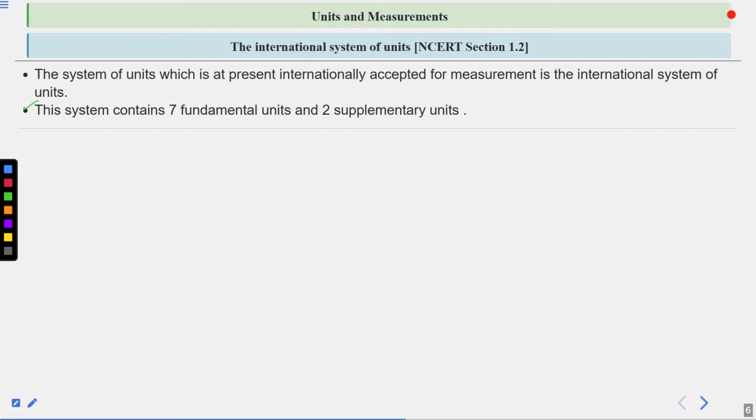This system contains 7 fundamental units and 2 supplementary units. We know what fundamental units are: base units. So if we talk about the International System of Units, there are 7 fundamental units and 2 supplementary units. So let's talk about the 7 fundamental units and 2 supplementary units.